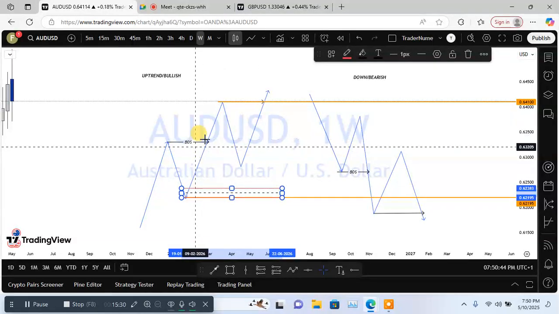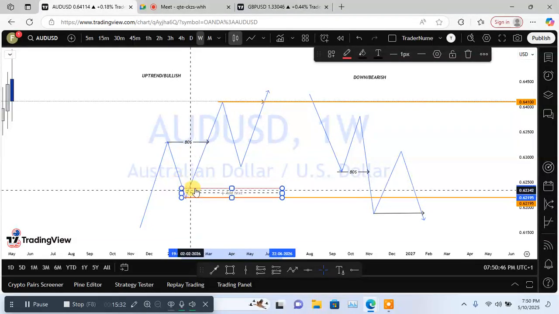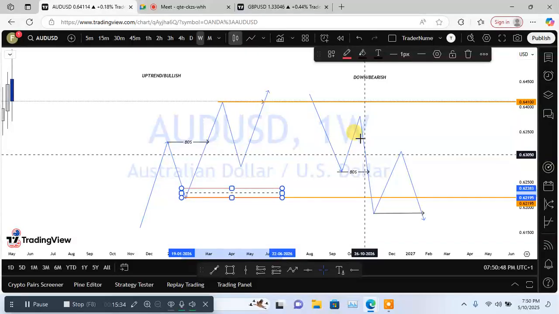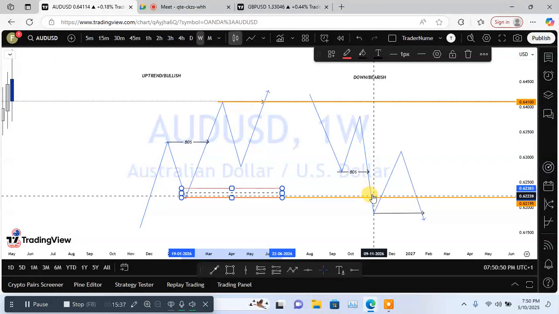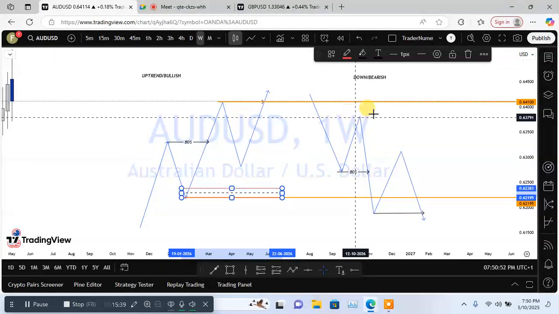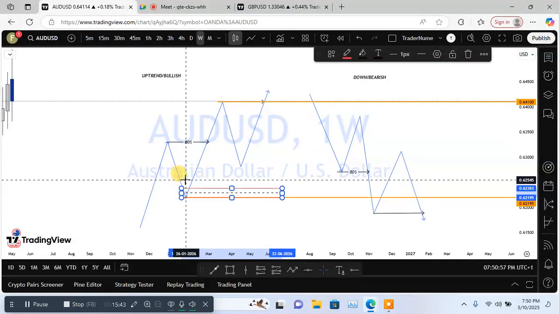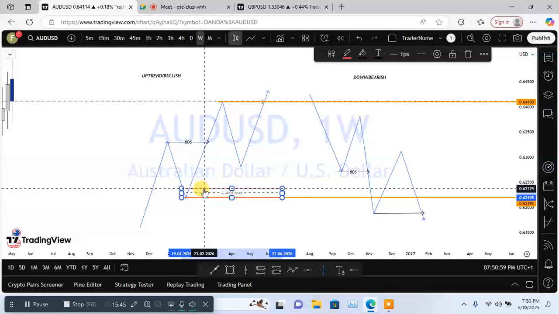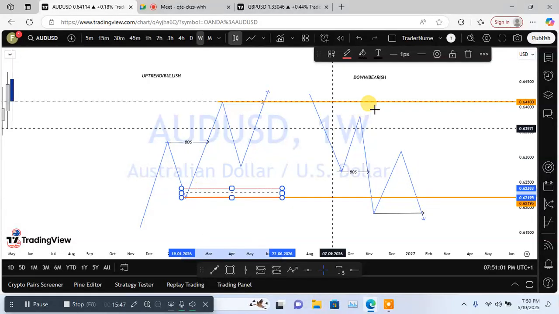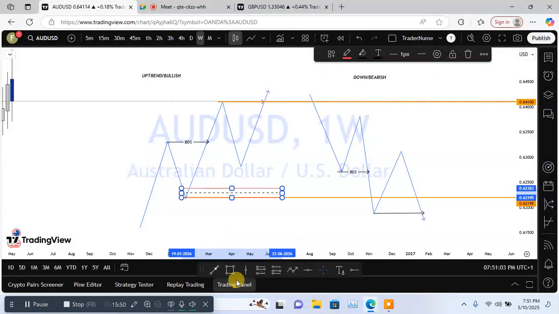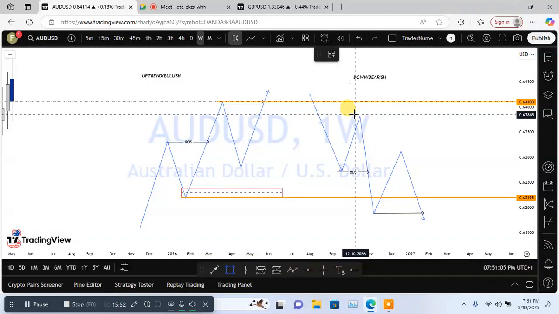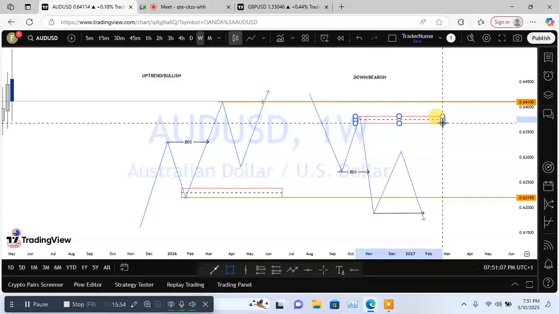So after every break of structure, there should be a demand zone, and after every break of structure to the downside for a bearish trend, there should be a supply zone. So the demand zone is for what? It is for a bullish trend, while the supply zone is for a bearish trend. And the supply zone is the last bullish candle that is found here.